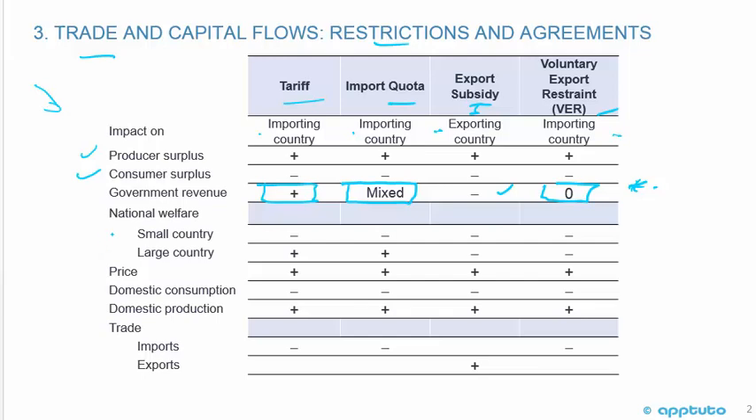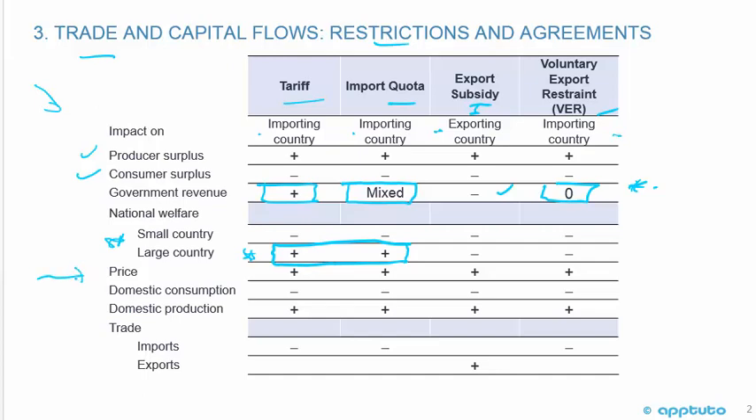And then we had in terms of the national welfare, we looked at the differences between a small country and a large country. And you can see here in all cases, the national welfare is negative, except for a large country with regards to a tariff or an import quota. So again, we saw multiple choice question based on that.